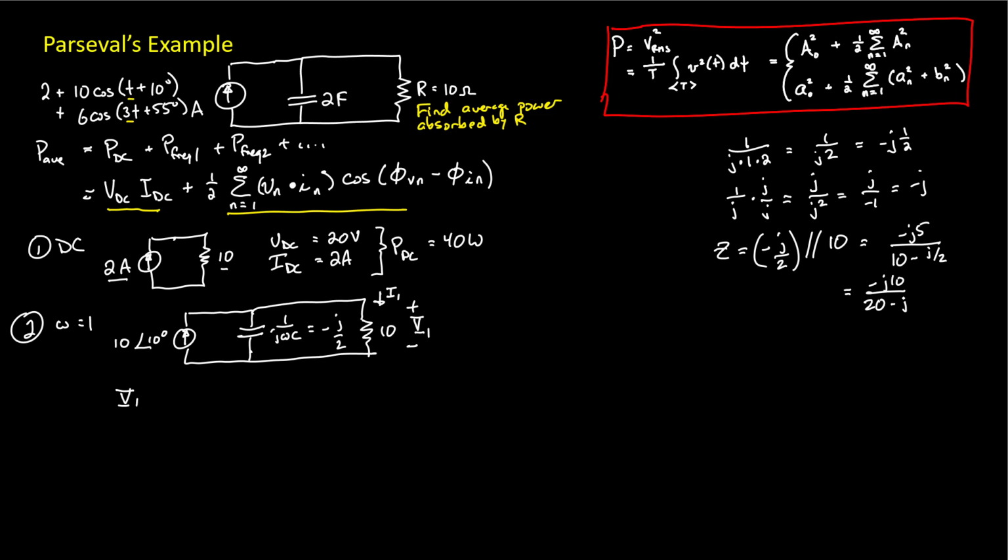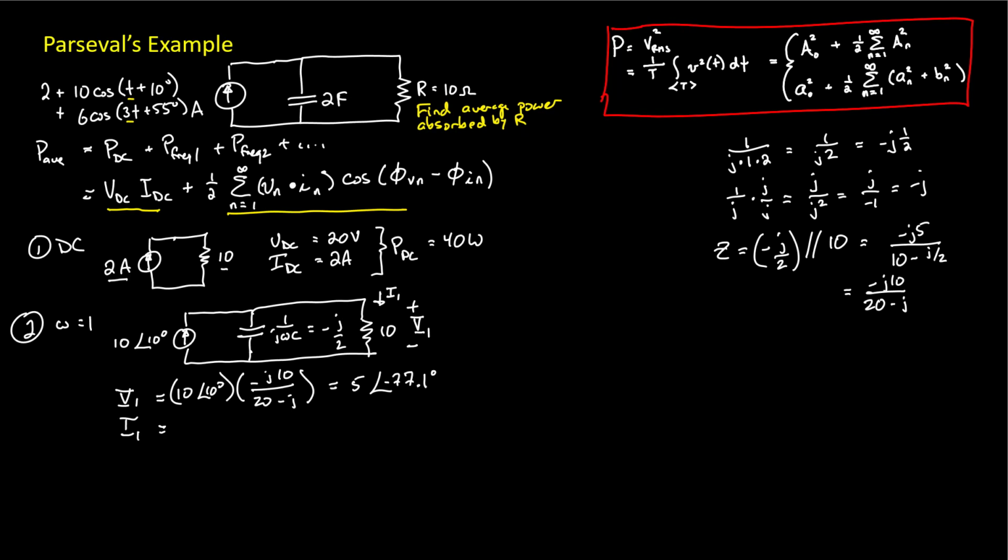20 minus j, that's a little bit nicer. All right, so we've got this. Now we can say that this voltage is going to be equal to our current source, 10 at an angle of 10, times, by Ohm's law, the equivalent impedance of these two in parallel, which we said is equal to minus j10 over 20 minus j. That gives us 5 at an angle of minus 77.1. So nice to have your calculator do the heavy work.